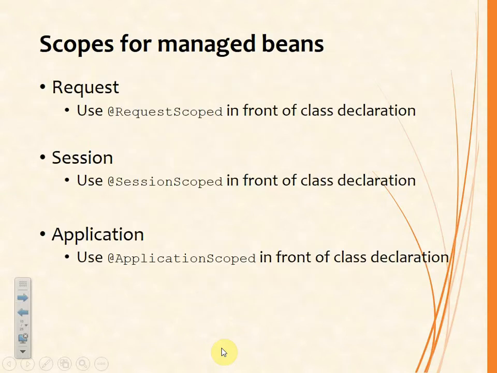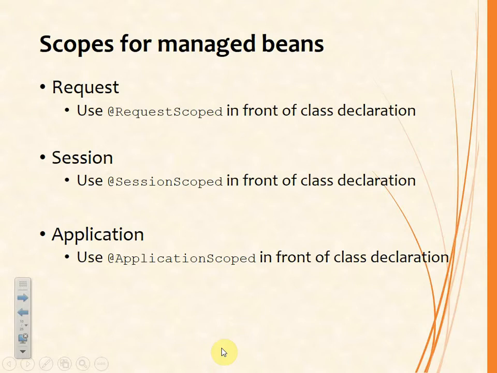We can allocate managed beans to these scopes through the use of annotations. If we want to place the managed bean into the request scope, then we would simply put the @RequestScoped annotation in front of the class declaration. And similarly for session and application scopes.